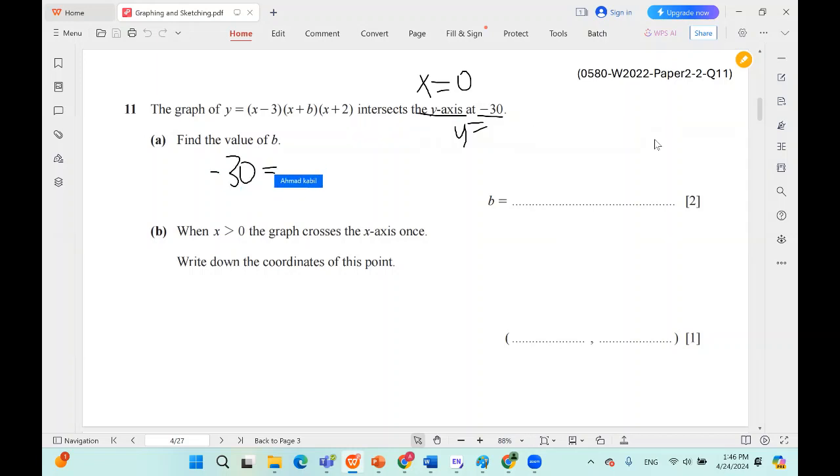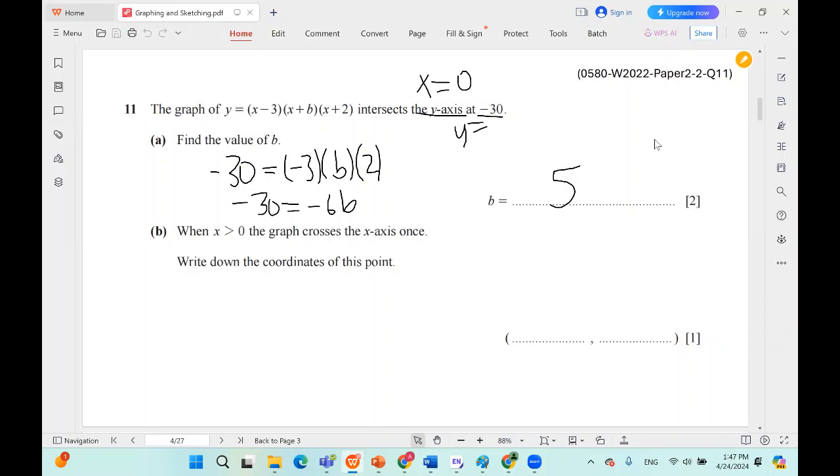Negative 30 equals 0 minus 3, which is negative 3, 0 plus b, which is b, and 0 plus 2, which is 2. So negative 30 equals negative 6b. If we divide by negative 6, we get b equals 5.